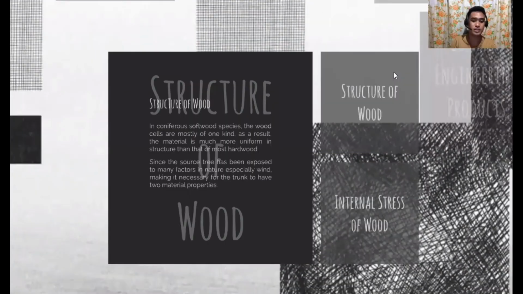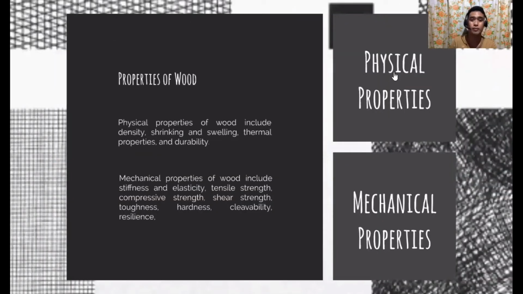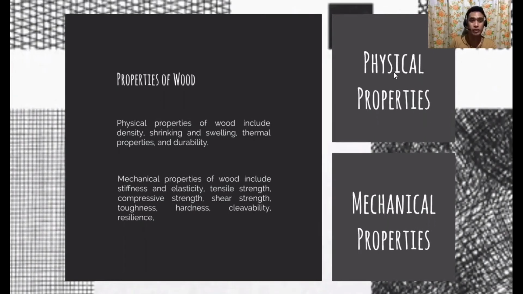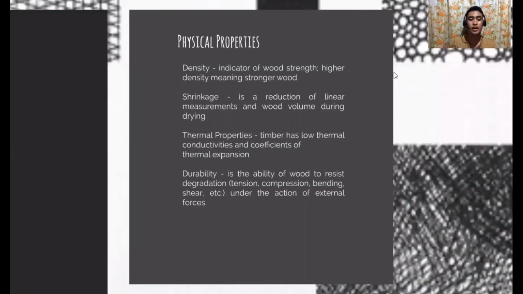So let's proceed to the properties of wood. These properties of wood encompass two kinds: the physical and the mechanical. The physical properties of wood include the density, shrinking and swelling, thermal properties, and durability of the wood. Density indicates the stronger wood, meaning the higher the density, the stronger the wood is. Shrinkage is a reduction of linear measurements. The thermal properties indicate the thermal conductivity and the coefficient of thermal expansion, which is low.